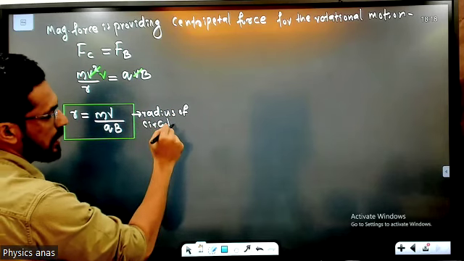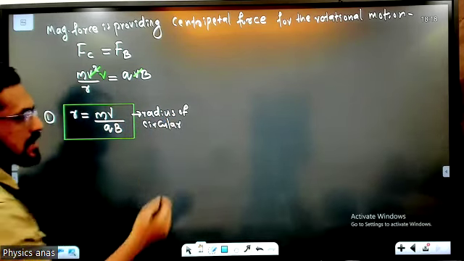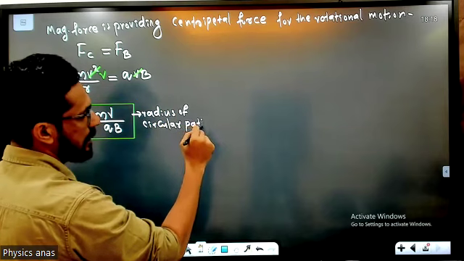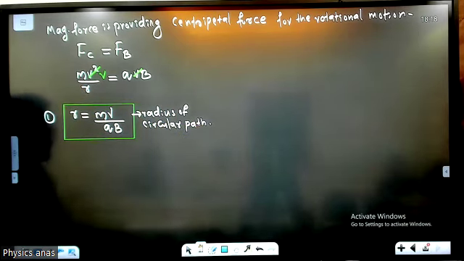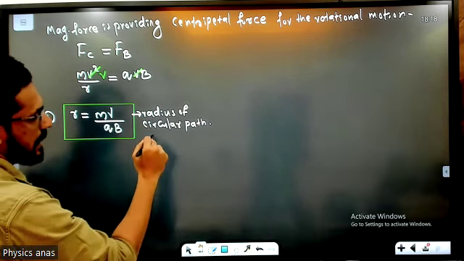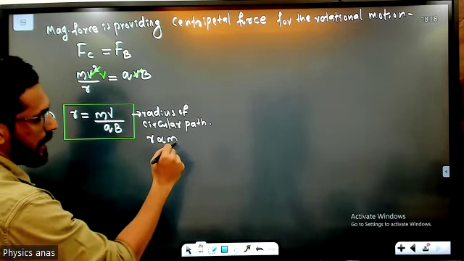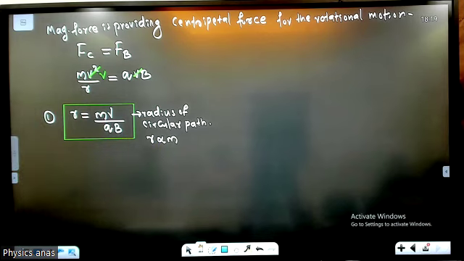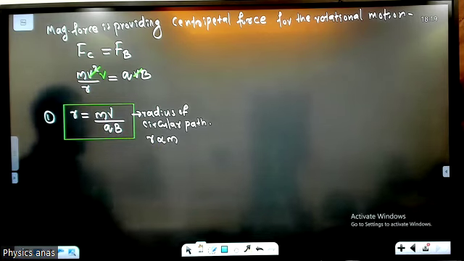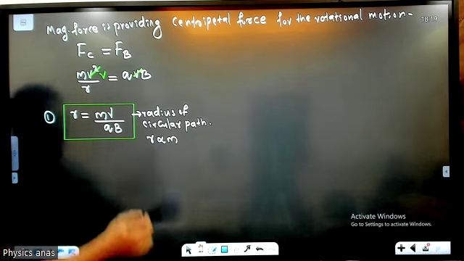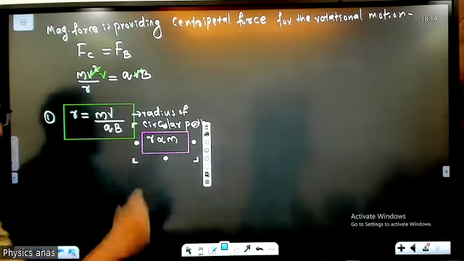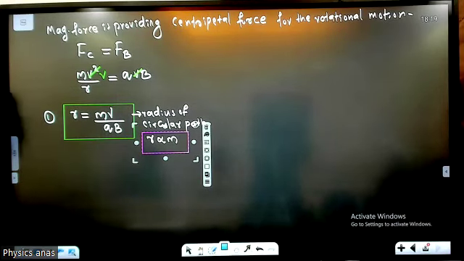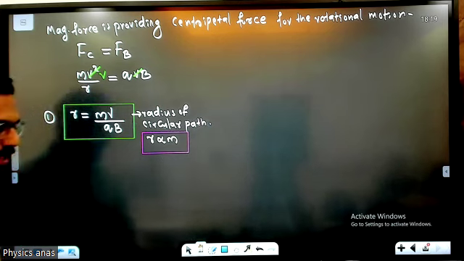Radius of the circular path attained by that charge. From this, we can understand an idea. That idea is that R is directly proportional to M and inversely proportional to Q. R is directly proportional to M means if the mass is increasing, the radius will be increasing.